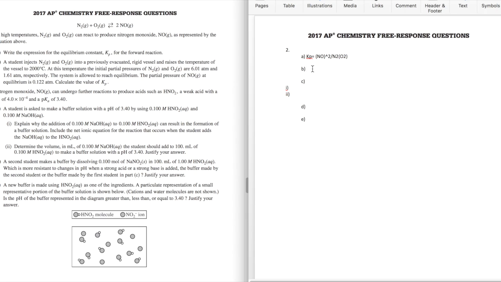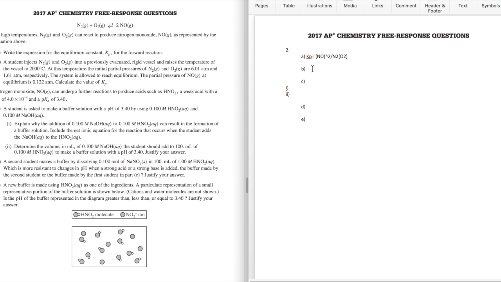All right, so part B. A student injects N2 and O2 into a previously evacuated rigid vessel and raises the temperature of the vessel to 2000 degrees Celsius. At this temperature, the initial partial pressures of N2 and O2 are 6.01 atmospheres and 1.61 atmospheres, respectively. The system is allowed to reach equilibrium. The partial pressure of NO at equilibrium is 0.122 atmospheres. Calculate the value of Kp.